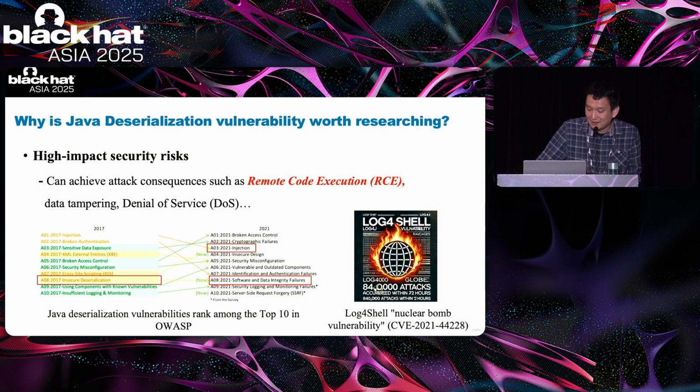And you probably heard about the very famous Log4j vulnerability, Log4Shell, CVE-2021-44228. That impacted 84,000 machines within 2 hours of its release. So it's very powerful. You probably already heard about it from the news before. So it's a very high impact risk.